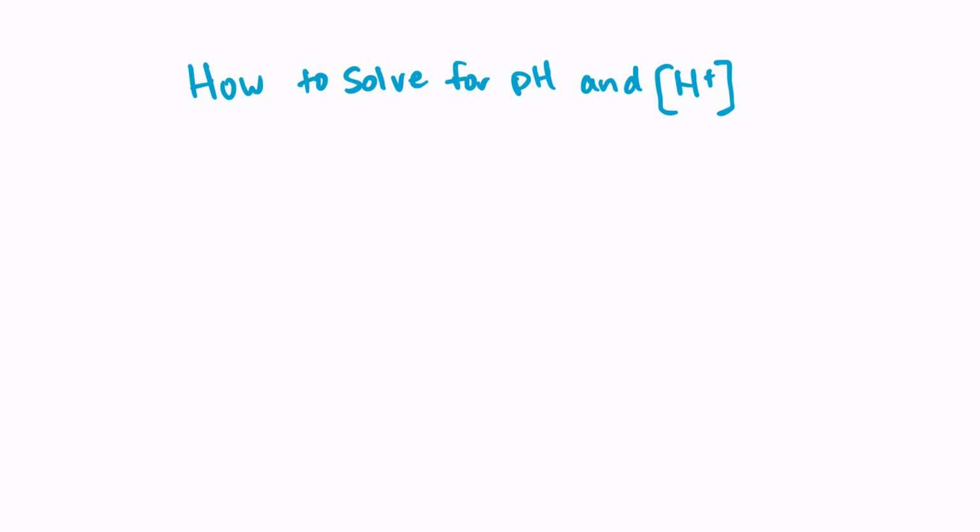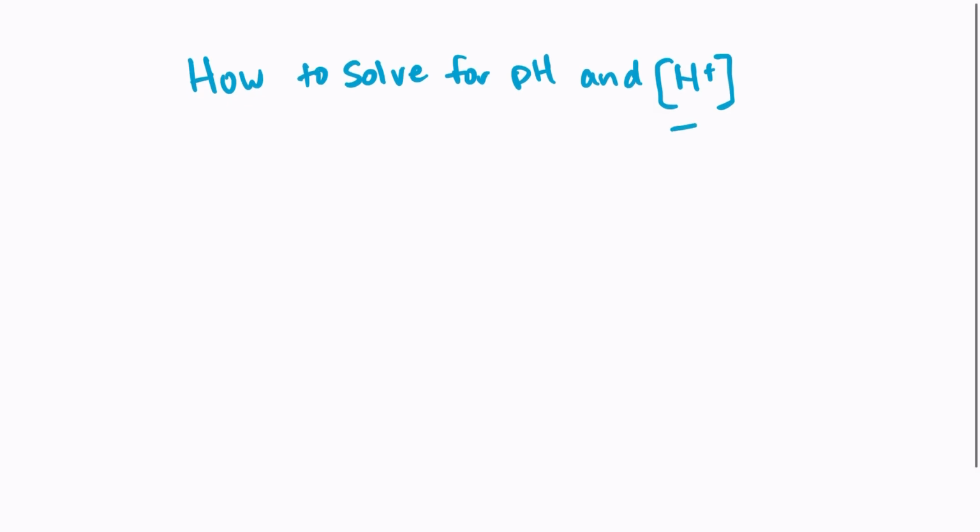Hi, welcome back. In this video, we are going to take a look at how to solve for pH and the concentration of H plus ions in a solution. So pH is a scale that we use to determine how acidic or how basic a solution is. But how acidic or basic a solution is depends on the concentration of H plus ions. So the pH of a solution is directly related to how much H plus, or how many protons, are in the solution. So to solve for pH, we use a formula using log.